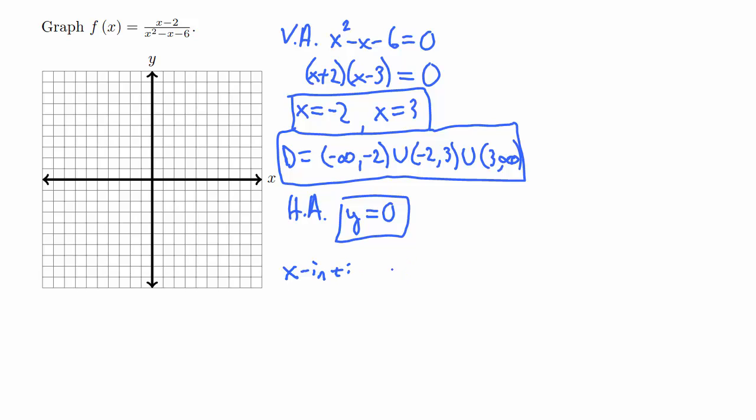Fantastic. The next thing we need to do is look for any x-intercepts. The x-intercept comes from setting the numerator x minus 2 equal to 0. Solving gives us x equals 2. So the x-intercept is (2, 0). Now again, notice that this is multiplicity 1.